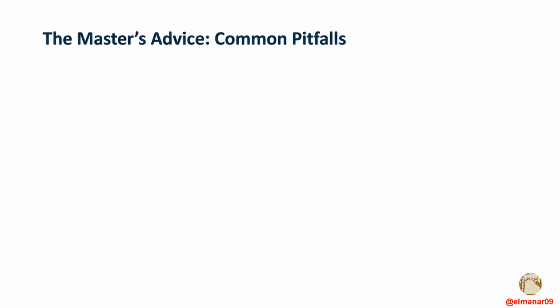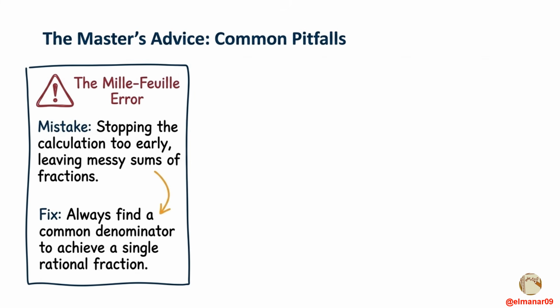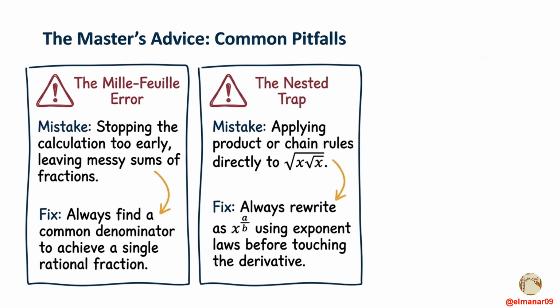To wrap up Chapter 1, here is some master's advice on common pitfalls. First, avoid the millefeuille error. Don't stop your calculation when it's a messy sum of fractions. Always find a common denominator. Second, watch out for the nested trap. Never apply rules directly to roots inside roots. Rewrite them with exponents first.